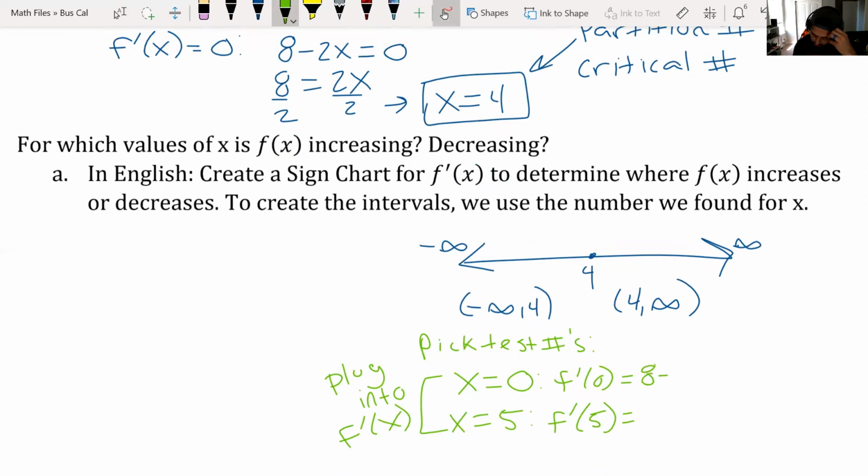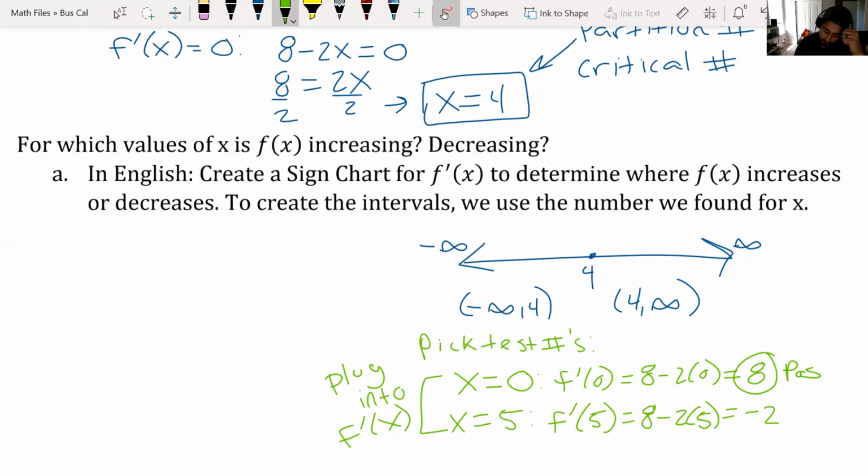So 8 minus 2 times 0 gives me 8. And 8 minus 2 times 5 gives me negative 2. Okay, so with the sign chart, I don't really care about what the numbers are at the output. I only care about the signs of the output. So this 8 is positive, which means that, look at the sign chart, from negative infinity to 4, any test number we pick, the first derivative will be positive.